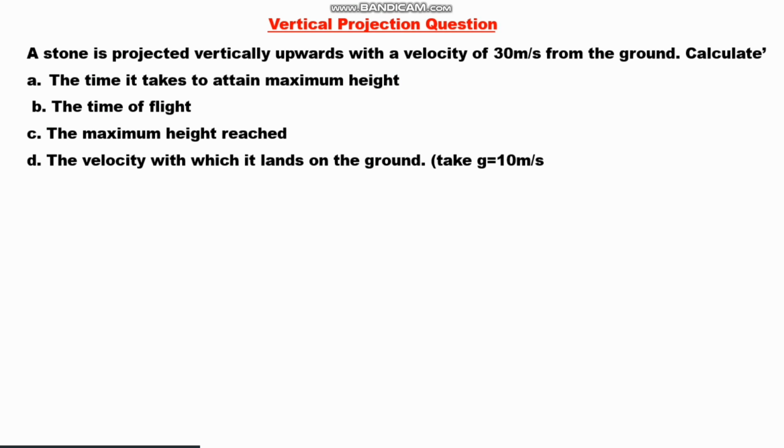Now we are going to solve the first one, the time it takes to attain the maximum height. We use the first equation of vertical projection, that is v = u − gt. Remember, v is the final velocity, u is the initial velocity, g is the acceleration due to gravity, and t is the time taken. We have the final velocity as 0. We rearrange this equation and we have −u = −gt. The negative cancels out, and because we are looking for time, t is given by u divided by g.